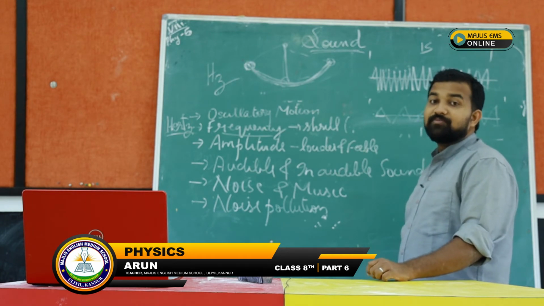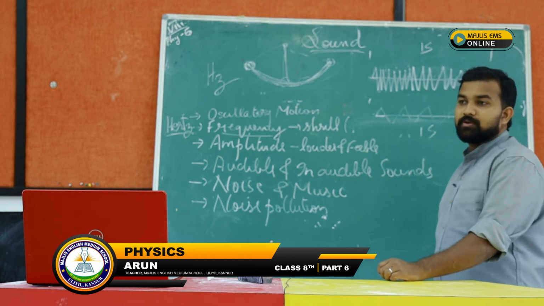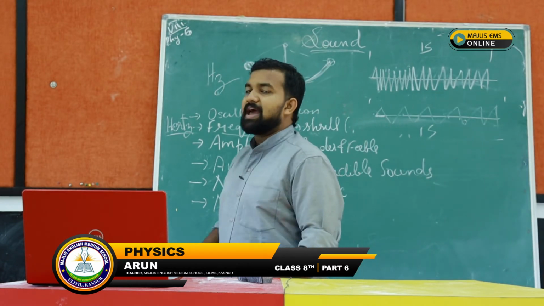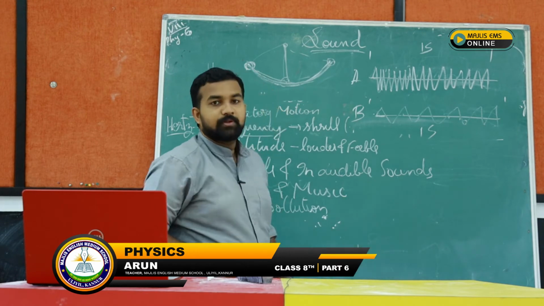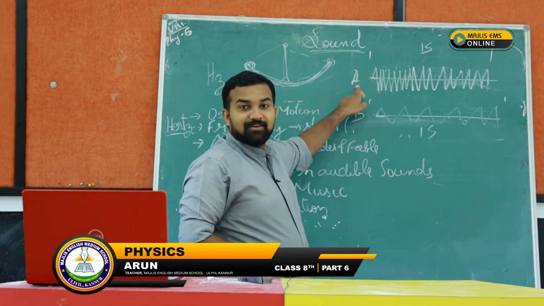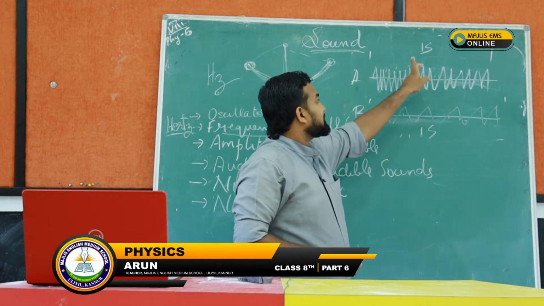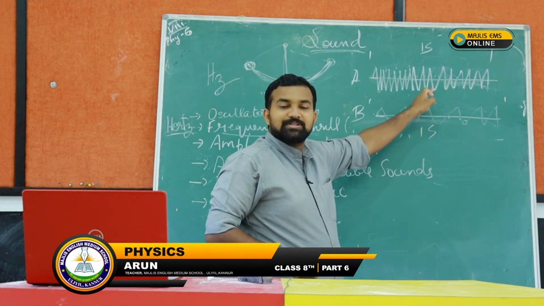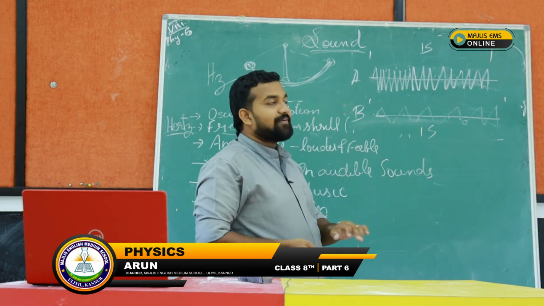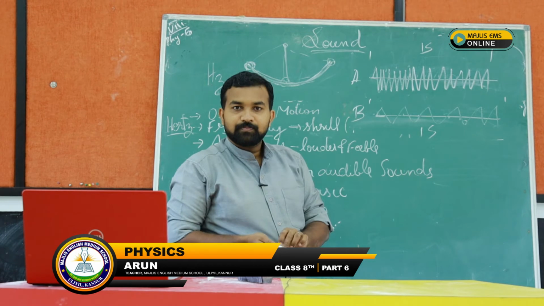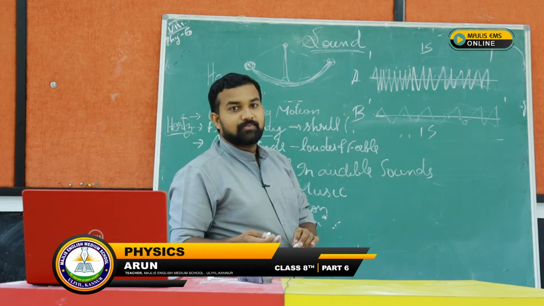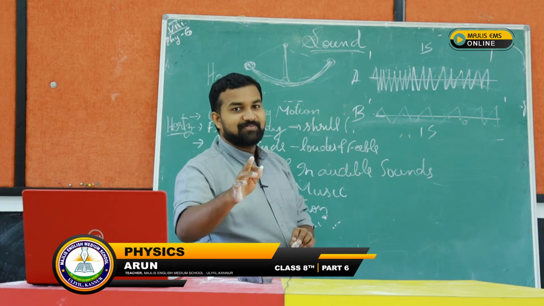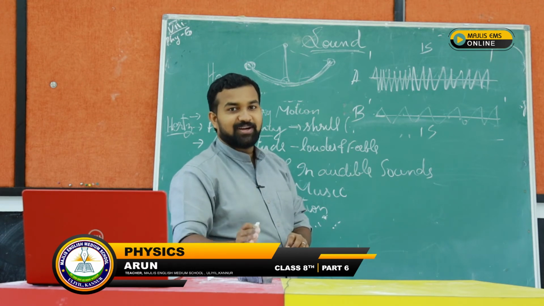So which one will be having high frequency? Which of the two objects will be having high frequency? Will it be A or will it be B? A will be having high frequency because the number of oscillations in 1 second is more over here. So it is having high frequency and this is having low frequency, isn't it? So I will say that sound is vibration of particles.